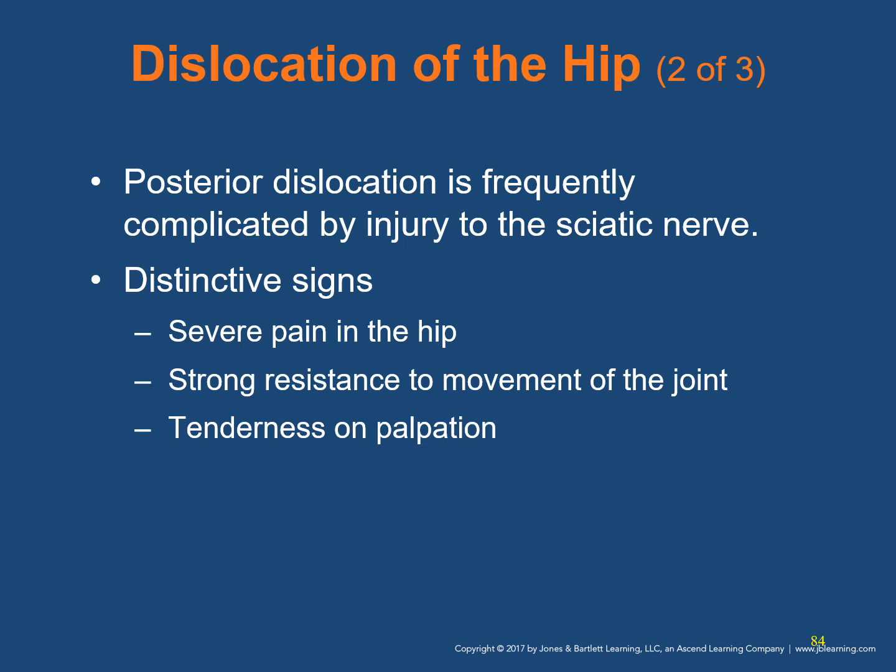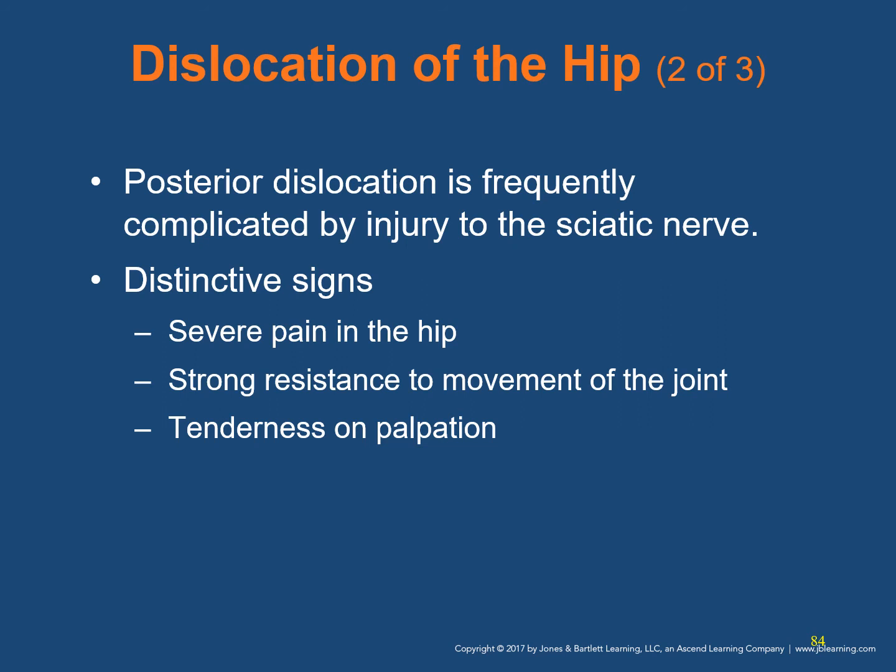Posterior dislocation of the hip is frequently complicated by injury to the sciatic nerve, which is located directly behind the hip joint. The sciatic nerve is the largest nerve in the lower extremity. It controls the activity of muscles in the posterior thigh and below the knee and the sensation in most of the leg and foot. When the head of the femur is forced out of the hip socket, it may compress or stretch the sciatic nerve, leading to partial or complete paralysis of the nerve.